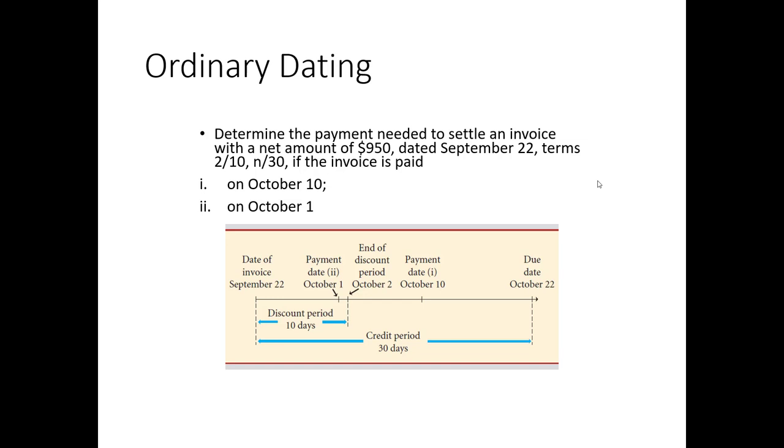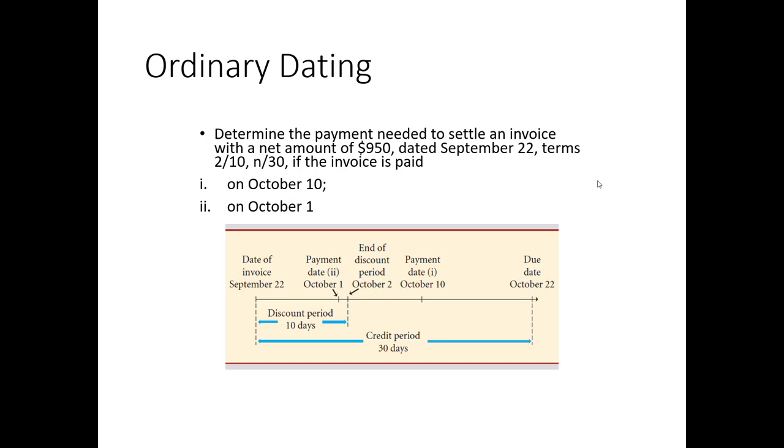Trade discounts, again, have all been applied. So all that unit four part one stuff has already been taken care of. Okay, so we have a $950 invoice. It's dated September the 22nd. And if there's not a specified counting method like EOM, end of month, or ROG, receipt of goods, we assume it's just ordinary dating. Ordinary dating is by far the more prevalent method. So in the absence of information to the contrary, we assume ordinary dating.